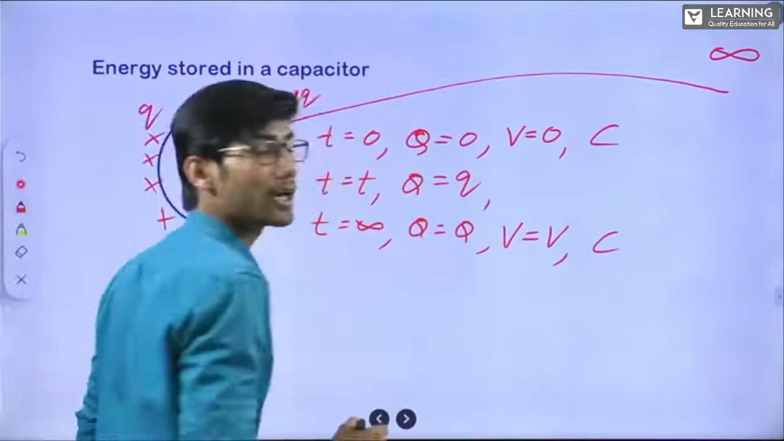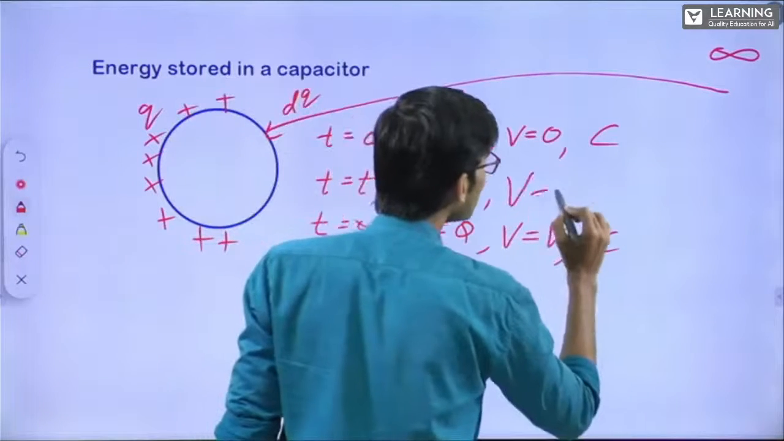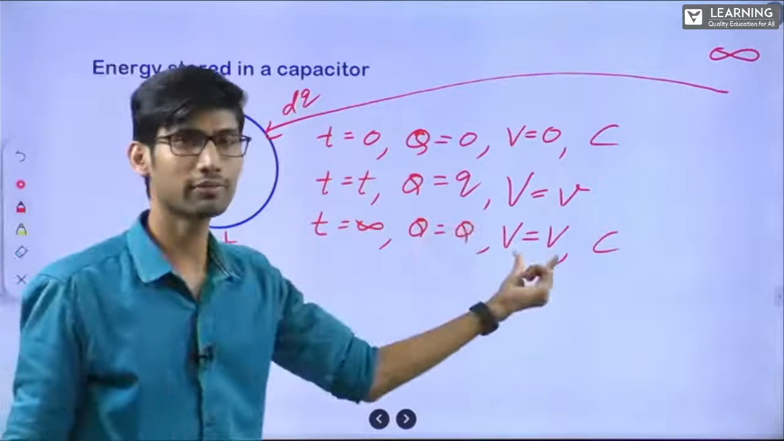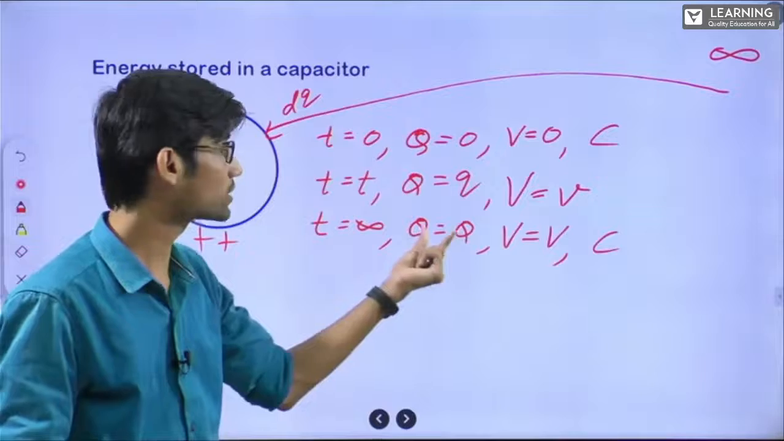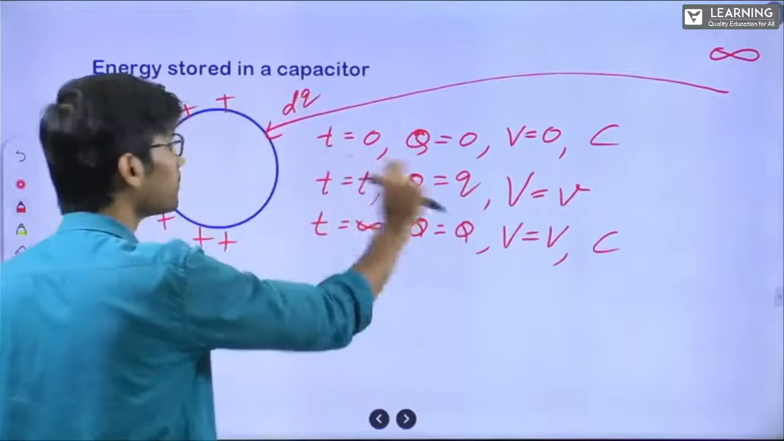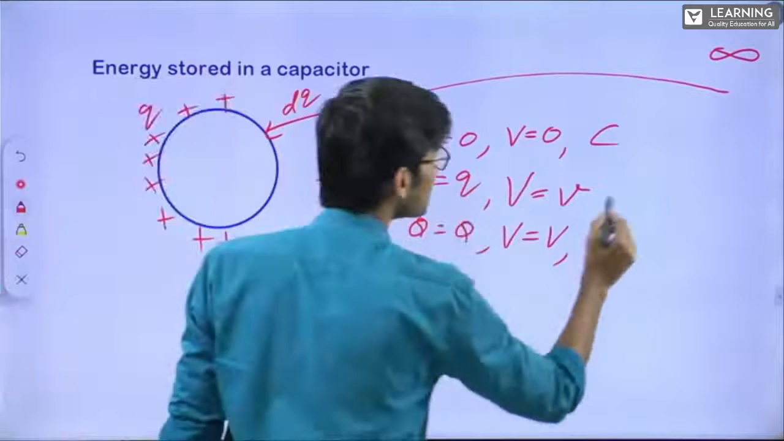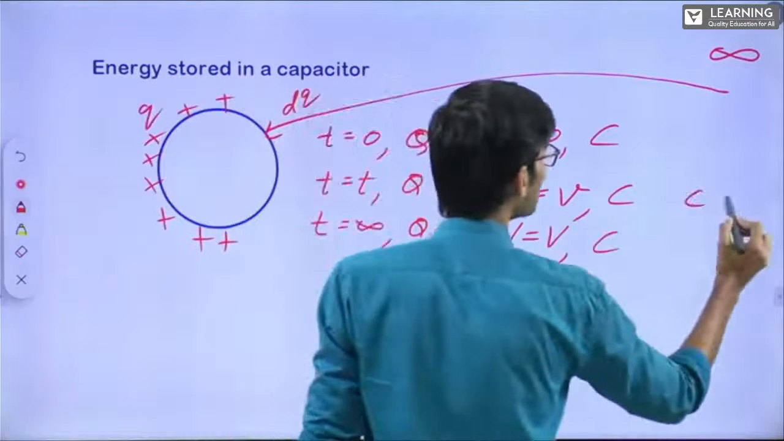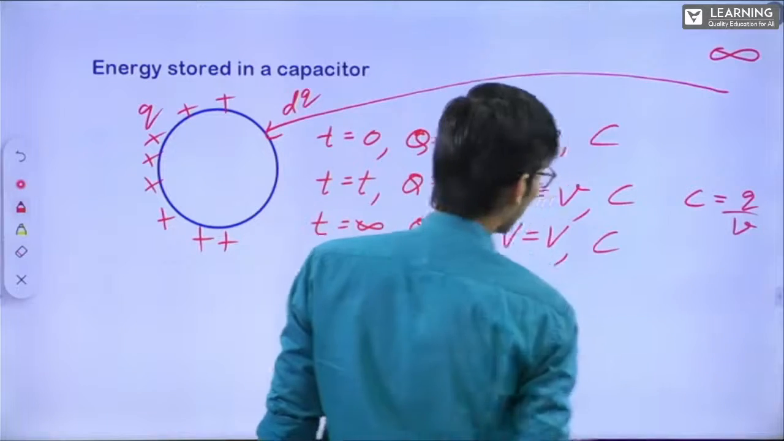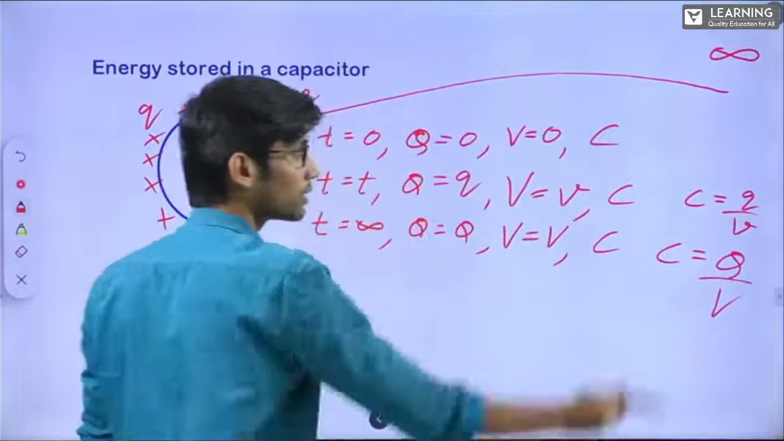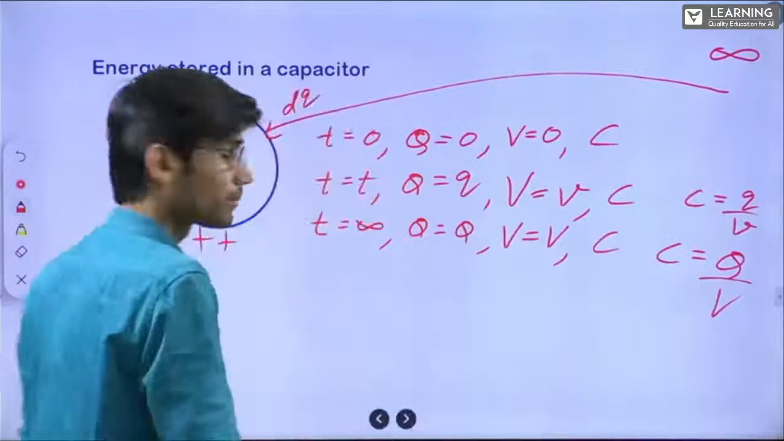At that particular time, the potential will be, let's say, small v. It will not be capital V, right? That is when the charge is q. So at this time, the potential is some small v. Capacitance is same every time. Here, if you want to write capacitance, it is small q by small v. For here, it will be capital Q by capital V. But this capacitance will be same, right?